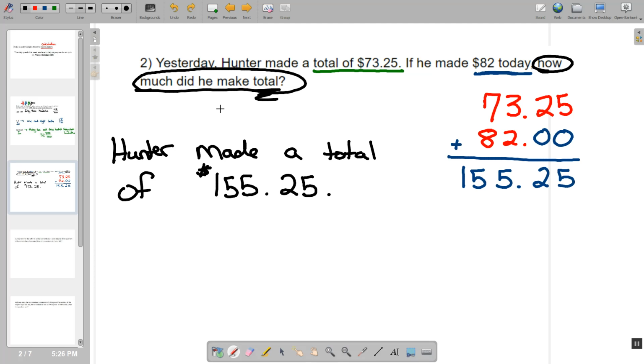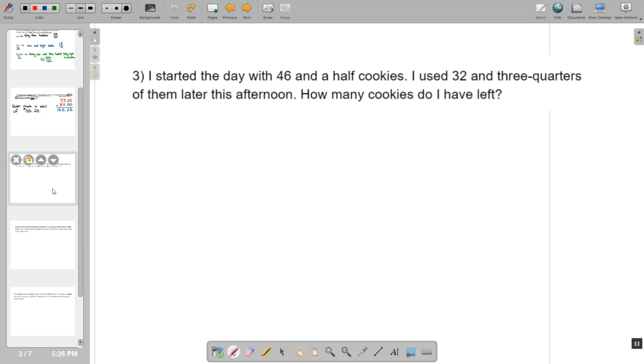Hunter made this much total. You see how the question and the answer are very interconnected. So let's do another story problem.